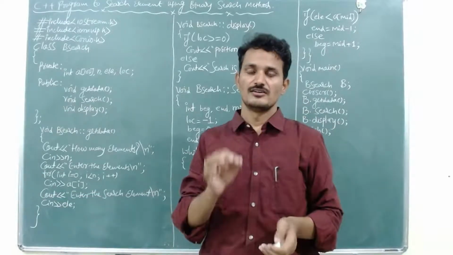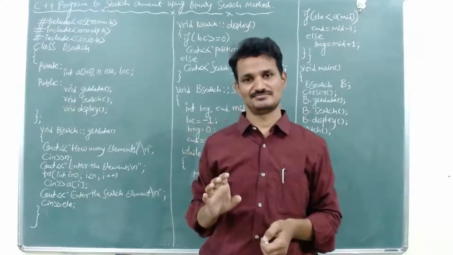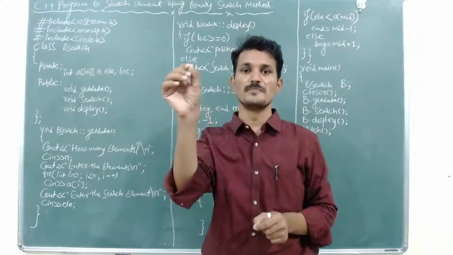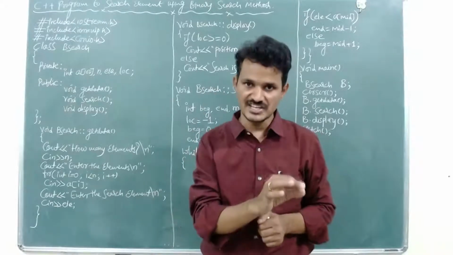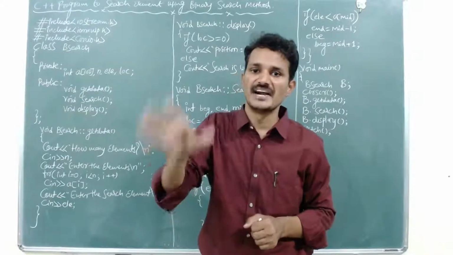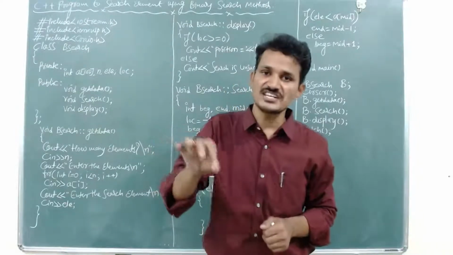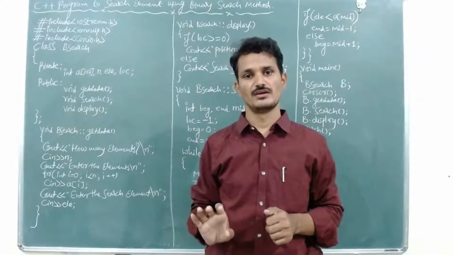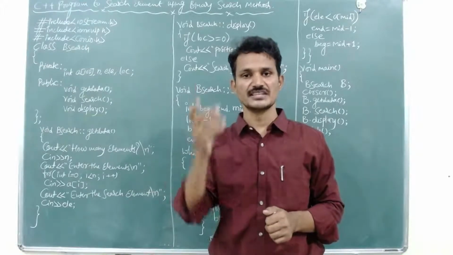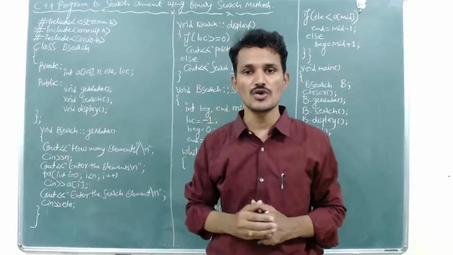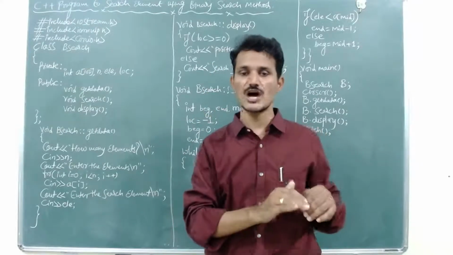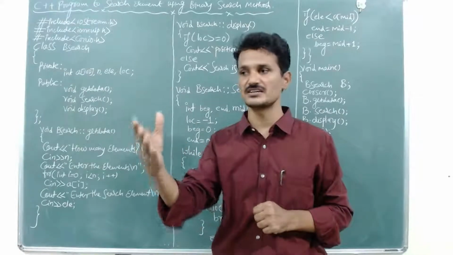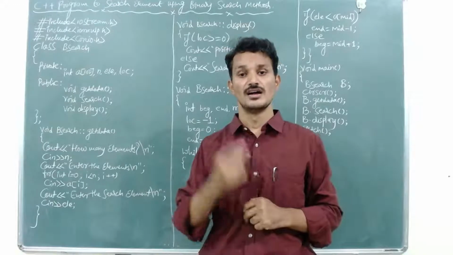What we will do, we will take the searching element. The searching element will be compared with the middle element. If the searching element is present in the middle element itself, we'll note down its position, come out, and print the appropriate message: so and so element is present in the so and so position. This is one case.